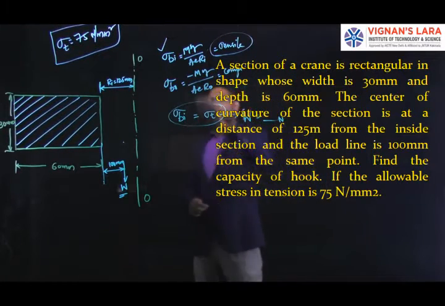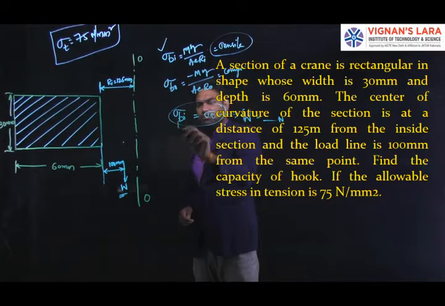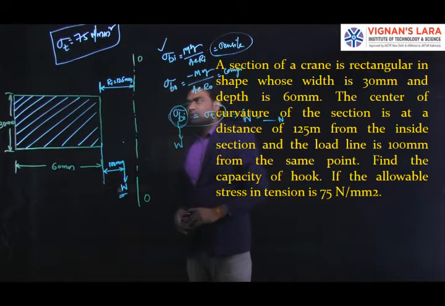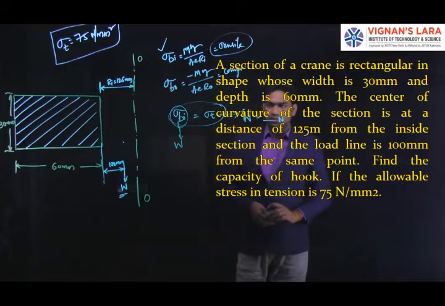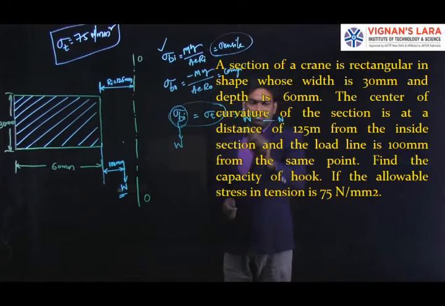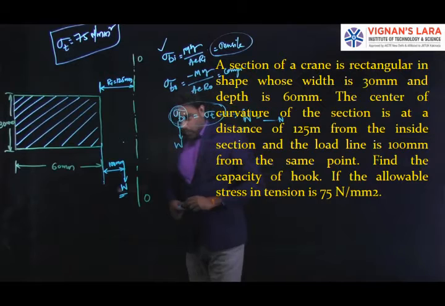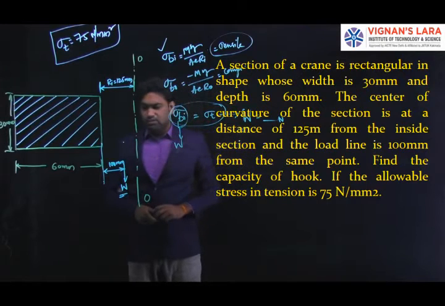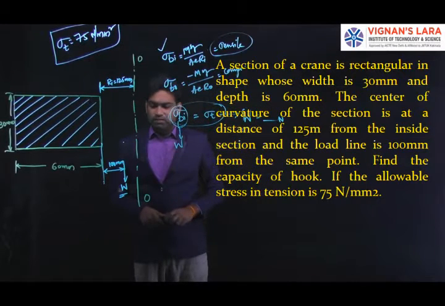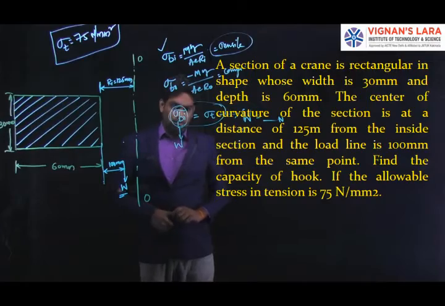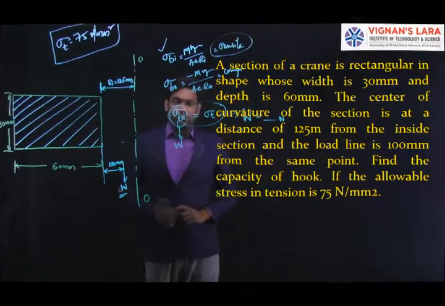So here the bending stress at the inner fiber should be in terms of W. We may get sigma bi in terms of W, and we can equate it to the permissible tensile stress, so that we can find the load capacity of the crane hook. Clear? Let us see how we are going to calculate the load capacity.